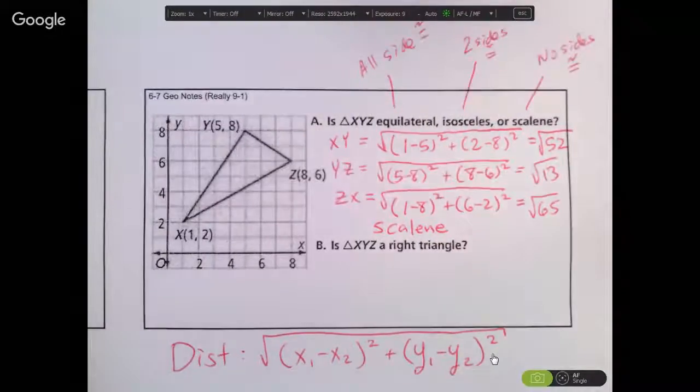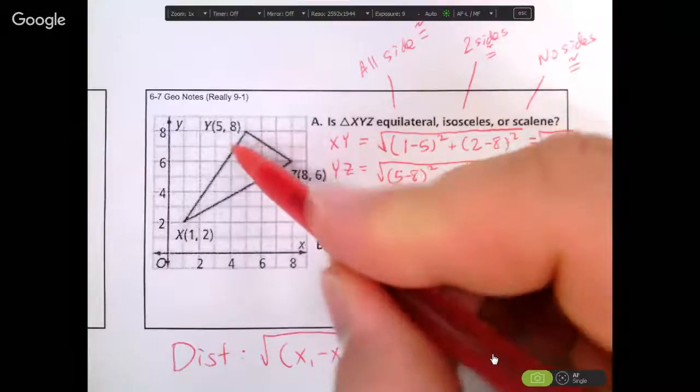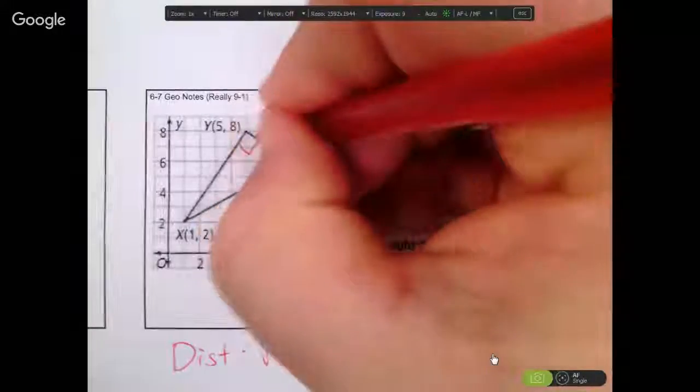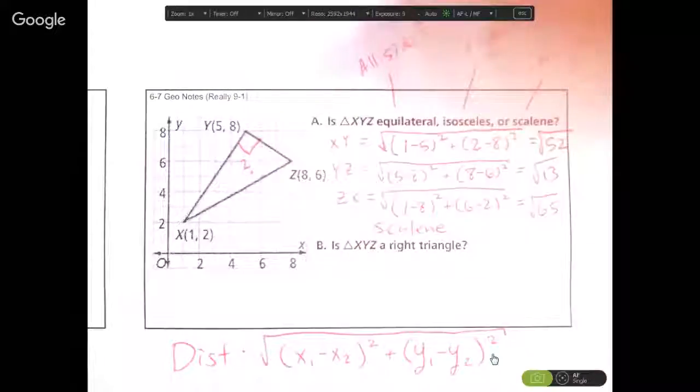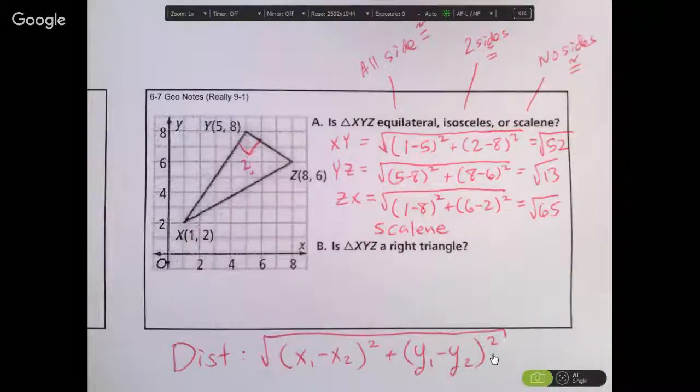The next question asks, it's the same part, is it a right triangle? How do you know? Because the slopes are opposite. Good. So which angle would you want to question here? Angle Y. So if we can prove that this is 90 degrees, okay, so this is the question, is this 90 degrees? If I can prove that, then I can say that it's a right triangle. How do you prove that?